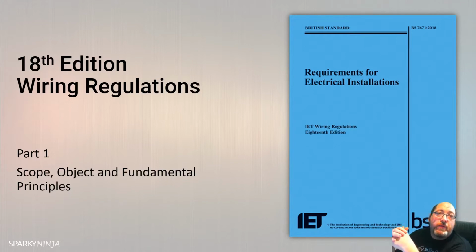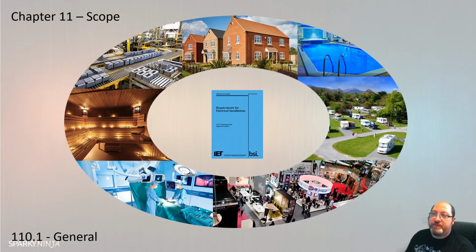Okay, so welcome back. Now we're going to start with part 1, which is scope, object, and fundamental principles. So this means what is within the range of the book. Scope: does the book apply, does it not apply? Object: what the book's going to do. Fundamental principles: how it's going to do it. Simple as that. So there will always be.